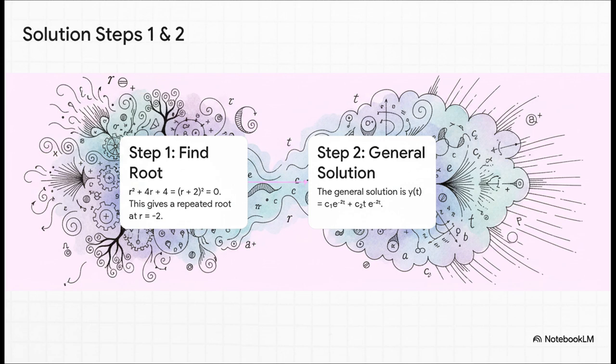The first two steps are exactly the same. The characteristic equation is r squared plus 4r plus 4 equals 0, which, hey, is another perfect square, (r plus 2) squared. This gives us a repeated root of r equals -2. So we apply the rule, and our general solution is y of t equals c1 e to the minus 2t plus c2 times t e to the minus 2t.